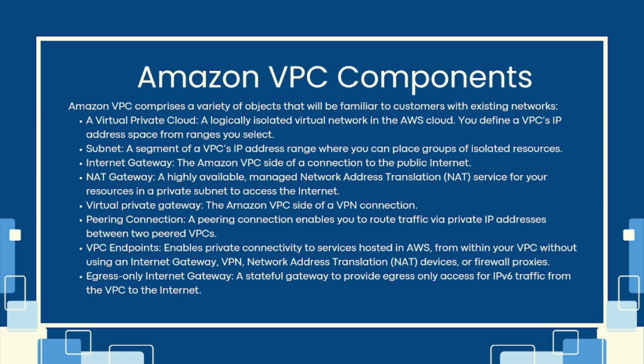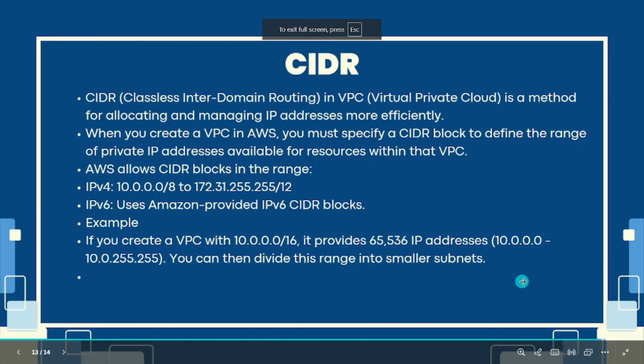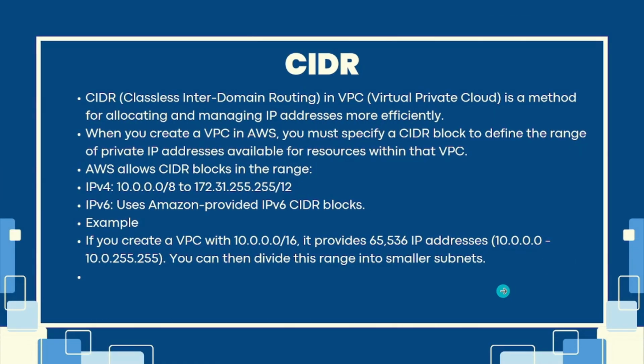Peering connection is used when two VPCs want to connect with each other. VPC endpoints enable private connectivity to services hosted in AWS from within your VPC without using an internet gateway, VPN, NAT gateway devices, or firewall proxies. So with the help of a VPC endpoint, you can talk to the other AWS services inside the VPC. Egress only internet gateway is a stateful gateway to provide egress only access for IPv6 traffic from the VPC to the internet.